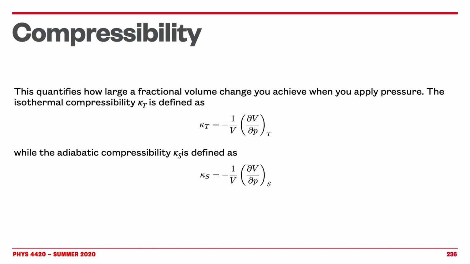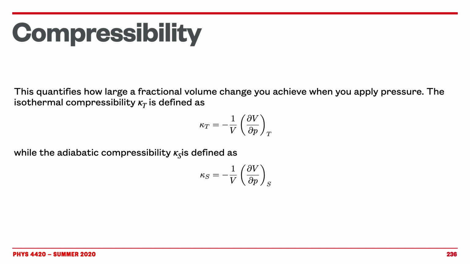You also have the compressibility, which is the change in volume, no longer as a function of temperature, but as a function of pressure. When you impose pressure on a system, how does the volume change? Again, it depends on whether you are adiabatic or isothermal, and this is the equation. We talk about fractional change, so we have 1 over the volume, because otherwise a larger volume would of course give a larger derivative, which makes little sense. That's the reason why we normalize.